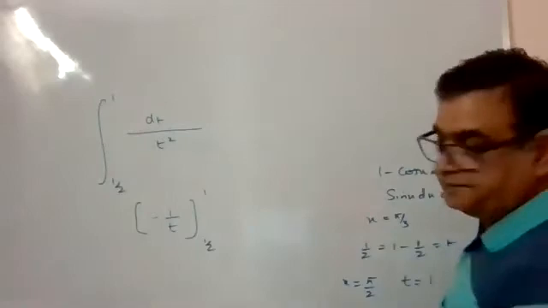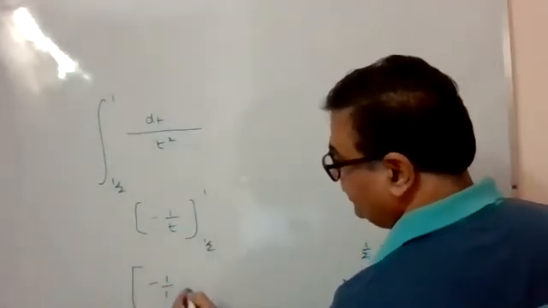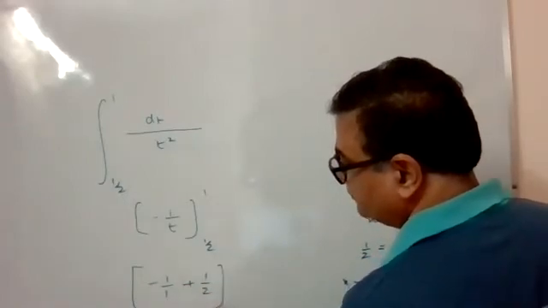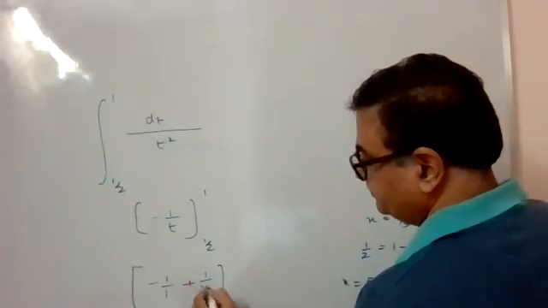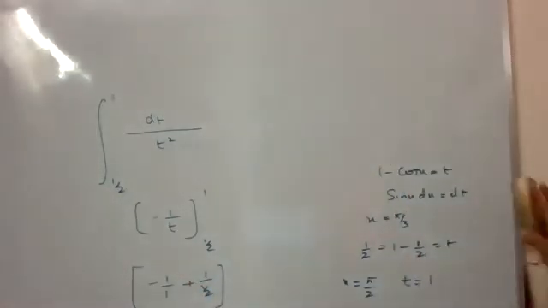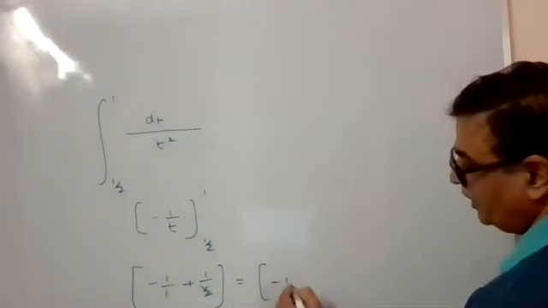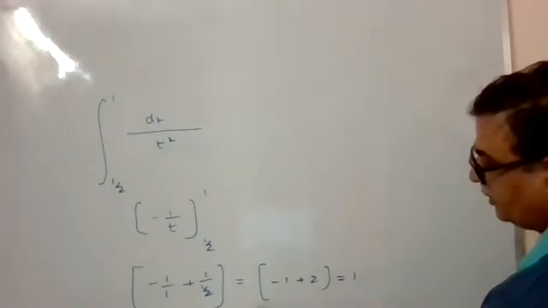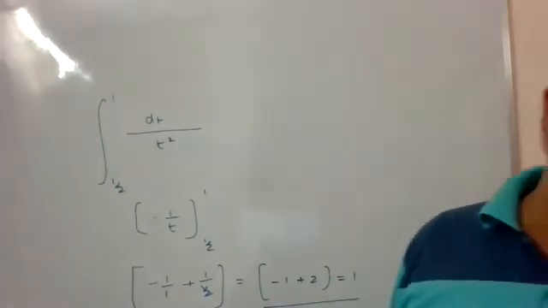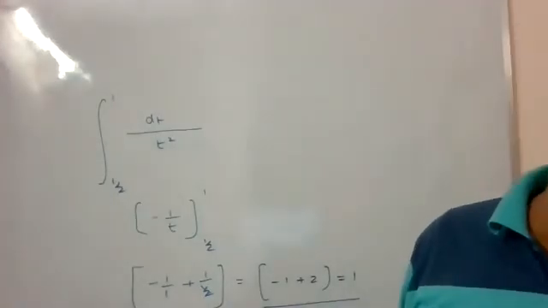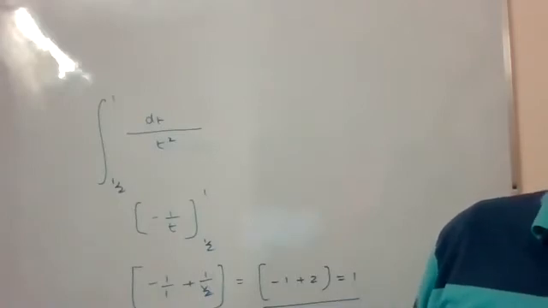Here it is 1. Now when you put the value, first is minus 1 by 1 and plus 1 by half, which is 2. And now when you solve it, it will come out to be minus 1 plus 2. Your answer is coming 1. Now it's okay. Yes, any other doubt? No, sir. So now we go on to the next part.